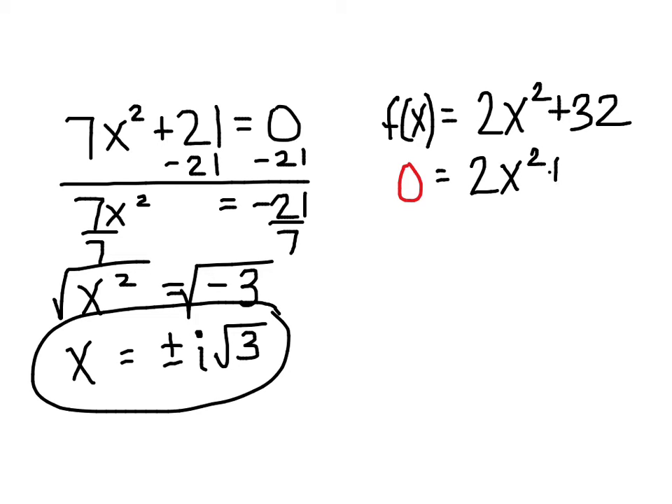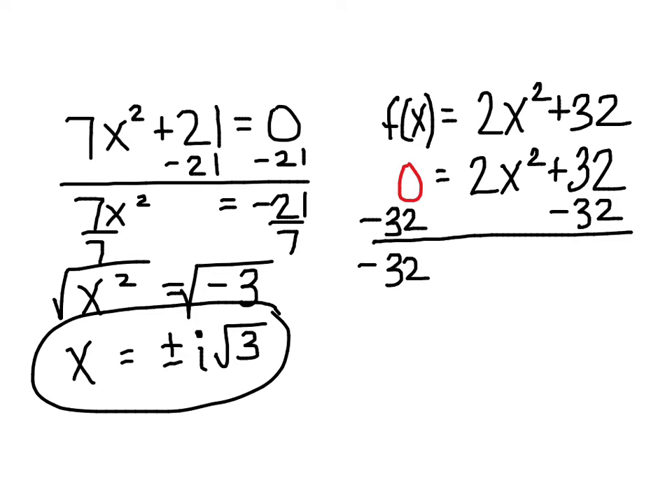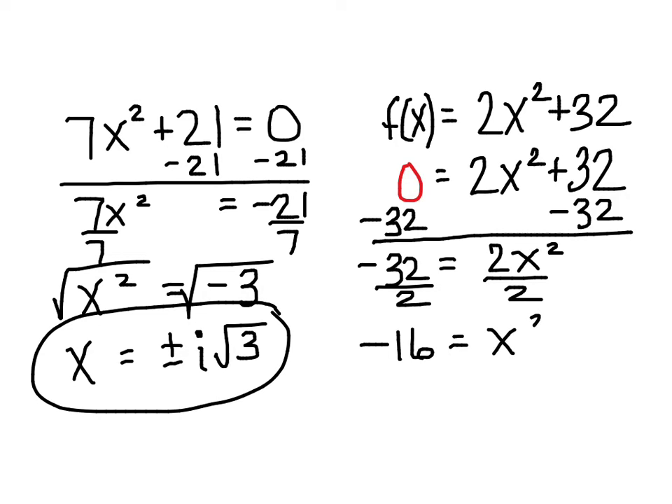So does this problem on the right look like the problem that was on the left? Different numbers, but it's the same process. That's my point. So I'm going to subtract 32 first. I'm going to divide everything by 2 next. And what's the third thing I have to do? Root it. Plus or minus, I didn't forget.